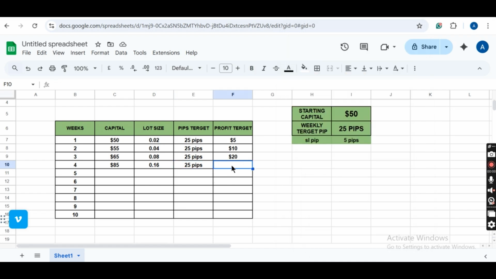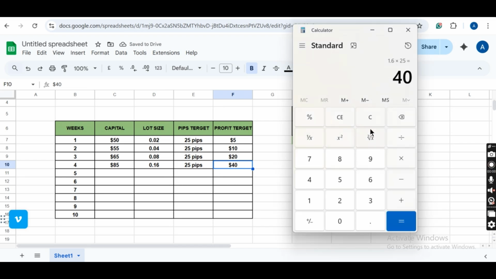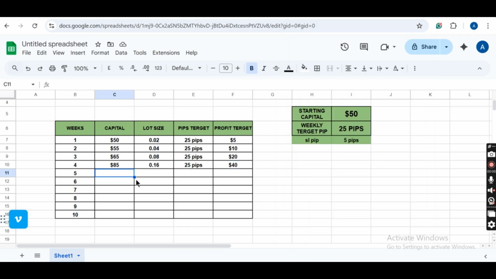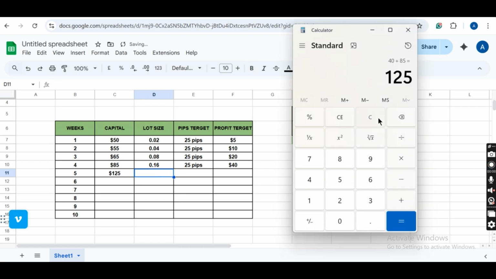So on week 4, we're expected to finish with a profit of $40. This is our target on week 4. So the $40 target on week 4 plus the initial capital we started week 4 with, which is $85, means we are going to have $125, which is exactly the capital we will start trading with on week 5. So on week 5, we start with $125. So we are doubling the lot size now from 0.16.